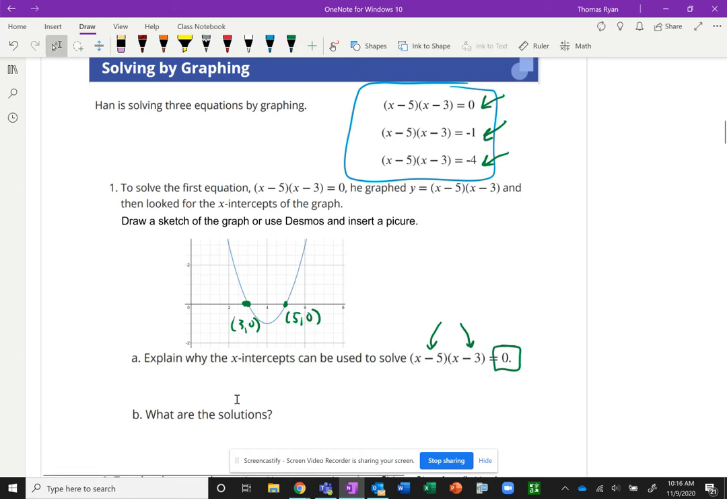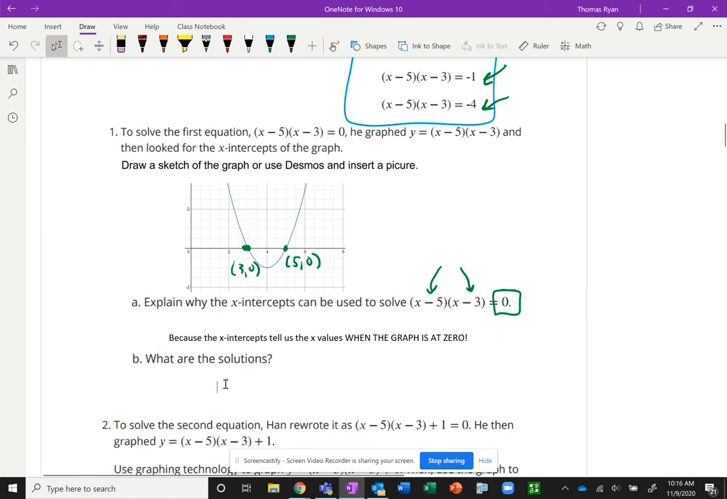So the x-intercepts can be used because the x-intercepts tell us the x values when the graph is at 0. Okay? So that's the whole reason that the x-intercepts are helpful in this situation. They tell us when the graph has a y value of 0.